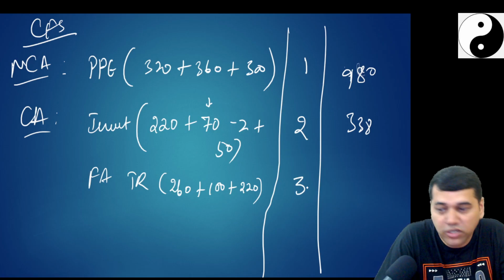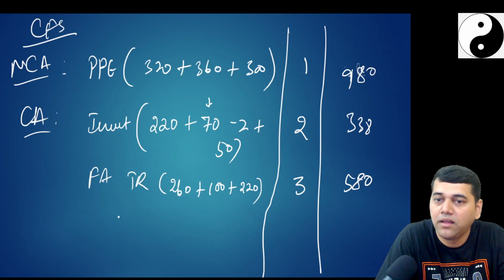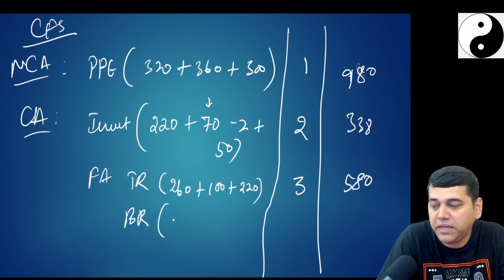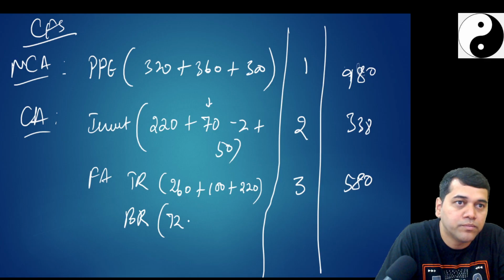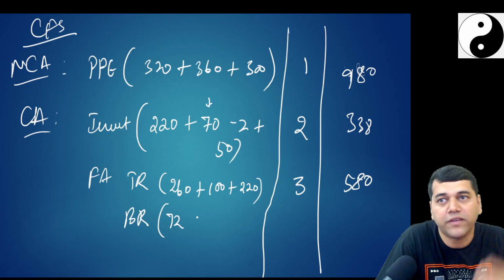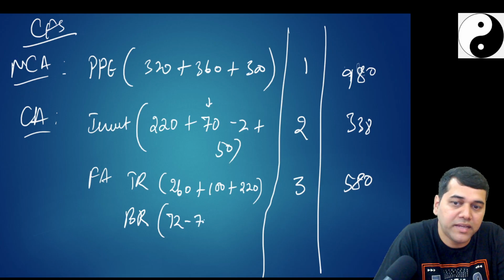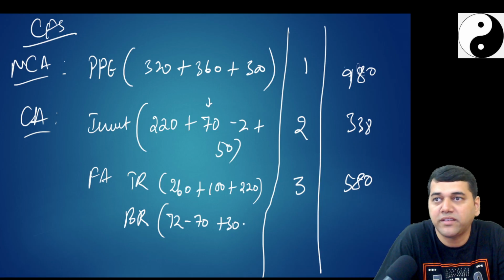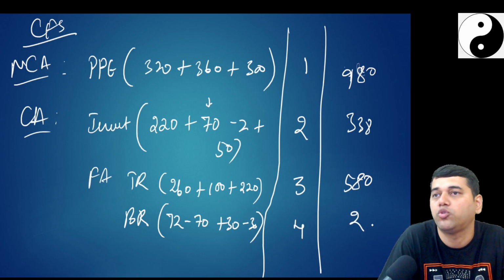Okay, this is my note number 3, 580. What is next? Bills receivable, which is also a financial asset. How much is my P Limited? 72. How much is my S Limited? But in this 72, 70 is coming from the bills payable of S. It's an intercompany. You go to the bills payable section, minus 70. How much is S Limited? 30. But this is coming from SS, minus 30. So you have got note number 4, bills receivable only 2 rupees.